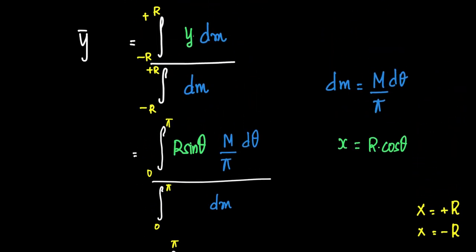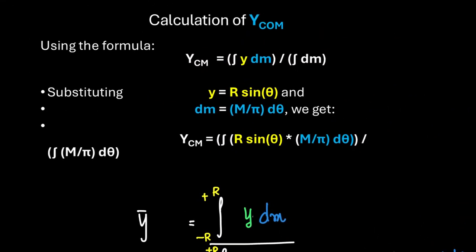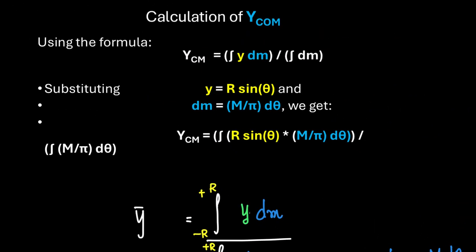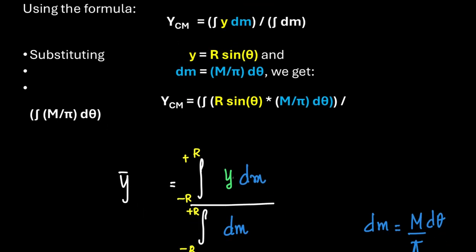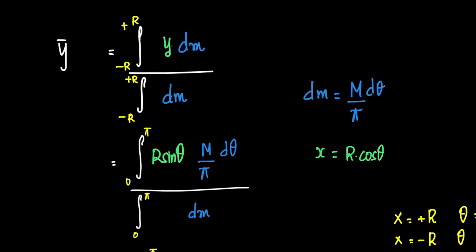Now let us discuss the y coordinate. Everything remains the same here. Instead of x dm, we have y dm. So the limits for y bar, varying from minus r to plus r, become 0 to pi. Minus r to plus r becomes 0 to pi, right?